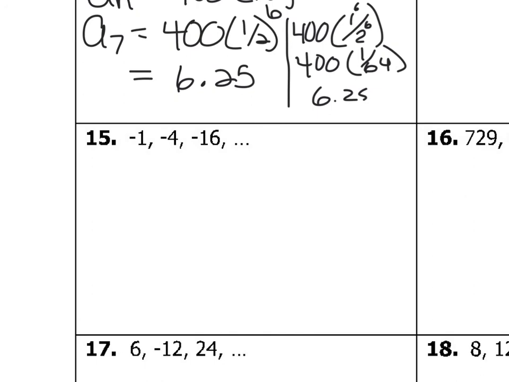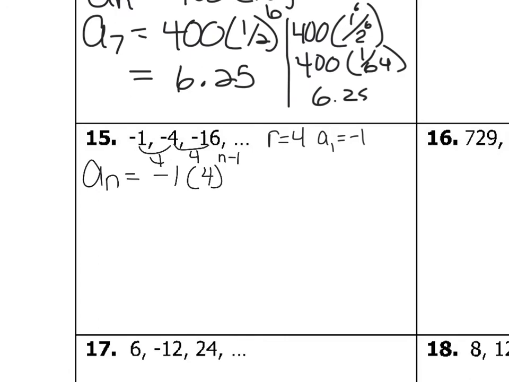-4 divided by -1 is 4. -16 divided by -4 is 4. Ratio's 4. My first term is -1. So the formula is going to be A_n equals -1 times 4 to the n minus 1. So now they want us to find the seventh term.